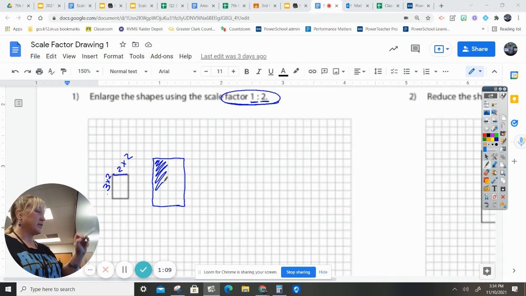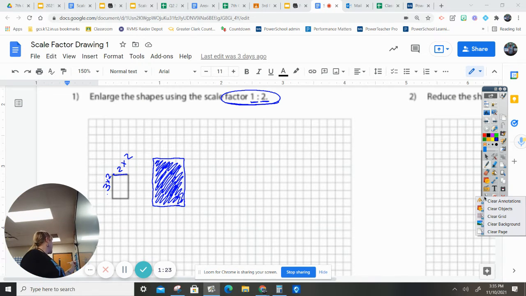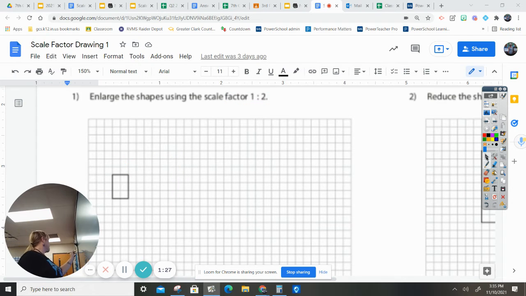You can color it in with your pencil. You can make it beautiful, whatever you want to do. But making a scale drawing is just making something bigger or making something smaller based upon the scale factor. So we're going to do another one.